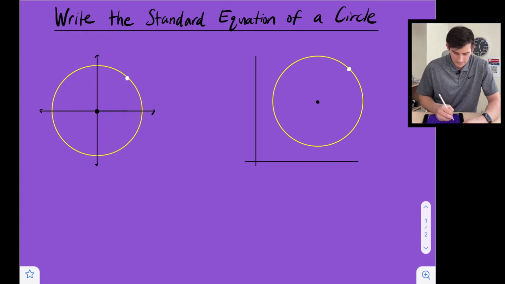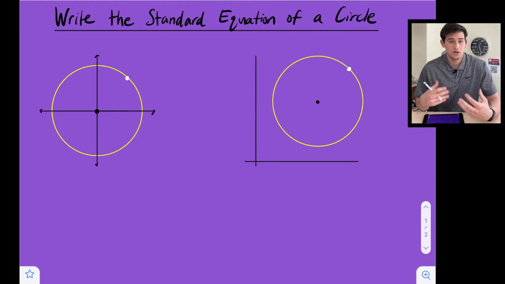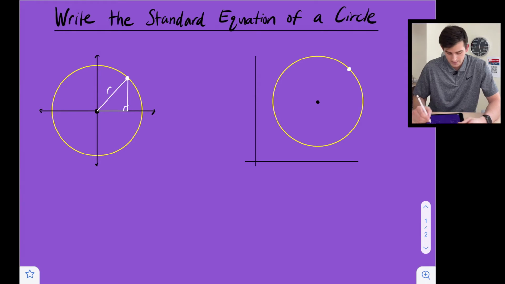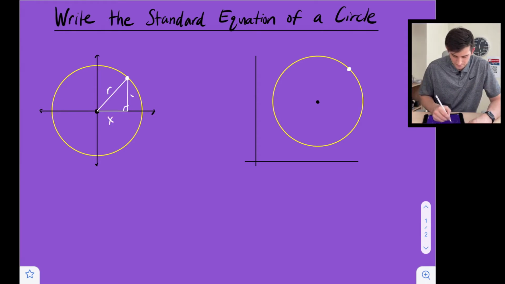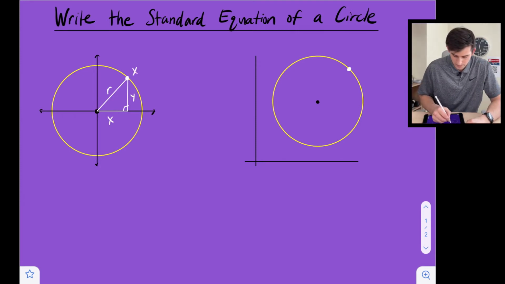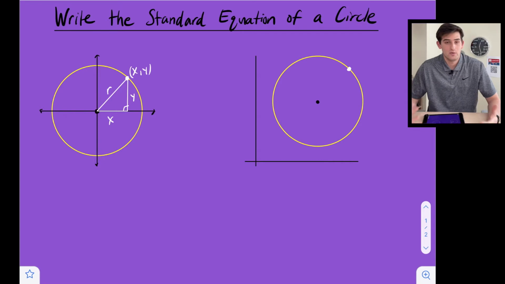If my black point here is the center of my circle, and my white point here is just a point on the circle, we could draw ourselves a right triangle just like this. Now we can give these lengths some names. The hypotenuse of the triangle would be the radius. Our movement to the right we could label as x, and our movement up would be y, because our point would just be x comma y, whatever it is.